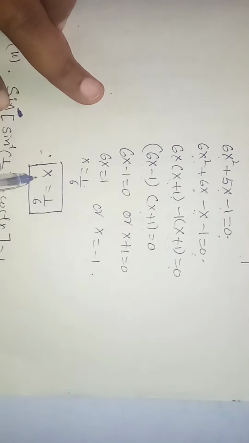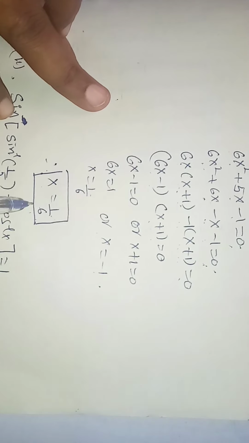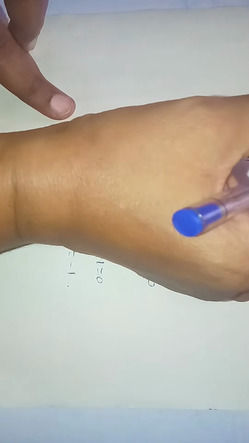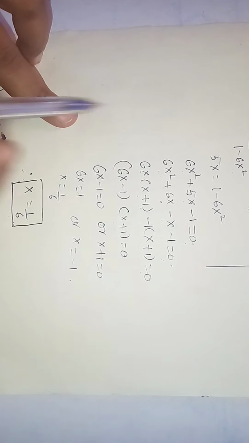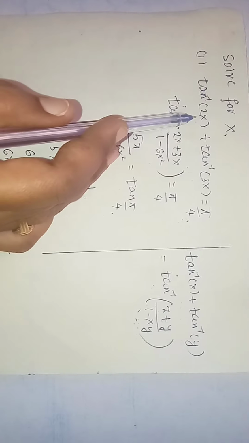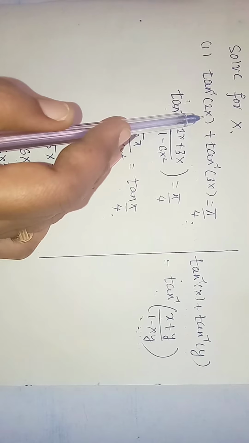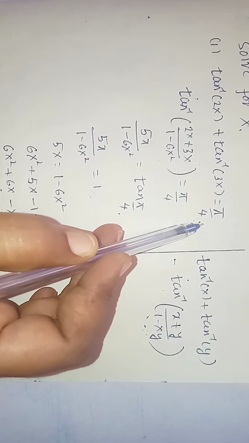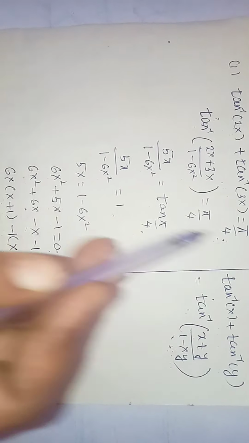But the actual value is x is 1 by 6. For that you have to verify, or substitute the given x is 1 by 6. We'll get its value is pi by 4. That is verification. Okay. Next example.